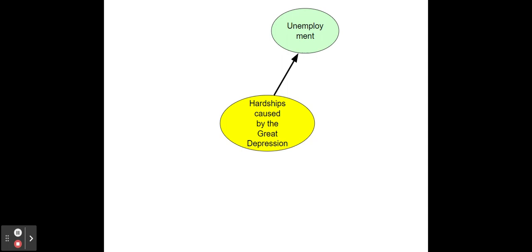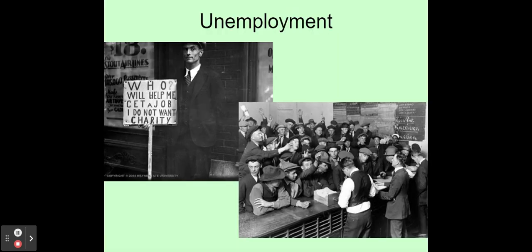As those workers lose their jobs or have reduced hours, they have less money, which means they're going to spend less, which means other companies are going to cut back on hours or fire people as well. And it just keeps going on and on and on. It's a vicious cycle of unemployment. And here you can see gentlemen waiting in line to try to get a job. This gentleman right here has the sign, "Who will help me get a job? I do not want charity."